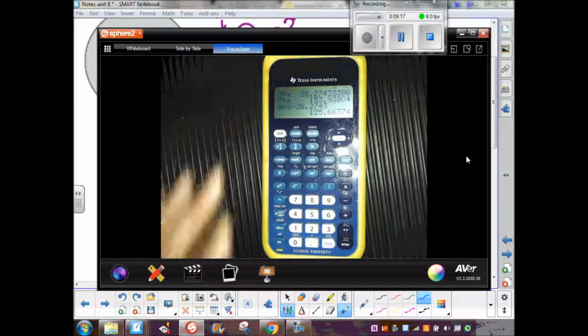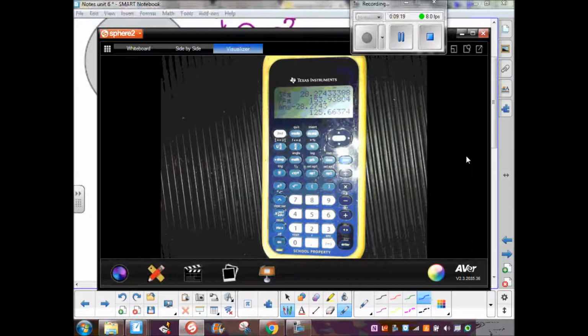Now, this is our final step. This is where you round. Round in your final step, and it's in nearest 100. What is it? Yes. 125.66 hundredth, she said.